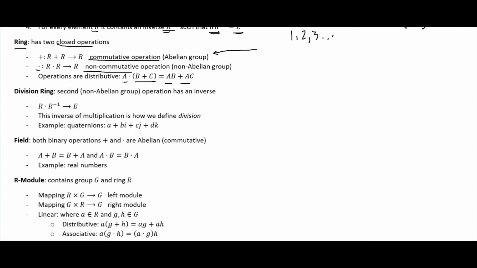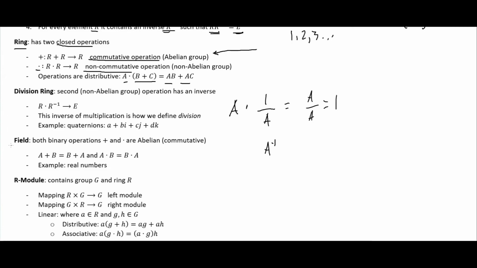So the division ring, the second non-abelian group operation, now has an inverse. So that would be like our multiplication and division. So we get back to 1 in multiplication. So if we have a and say our inverse is something like 1 over a, which is the same as a to the minus 1, then a over a is equal to 1. And so a division ring is bringing in division.